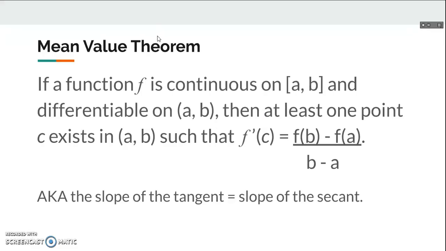When we use the mean value theorem, we need to keep in mind that the function must be continuous on the closed interval, differentiable on the open interval. If it is continuous on the closed and differentiable on the open, then there's at least one point on that open interval where the slope at that point, so the value of the derivative at that point, is equal to the slope going through the two endpoints. So at some point, the slope of the tangent line is equal to the slope of the secant line if it's continuous on the closed interval and differentiable on the open interval.